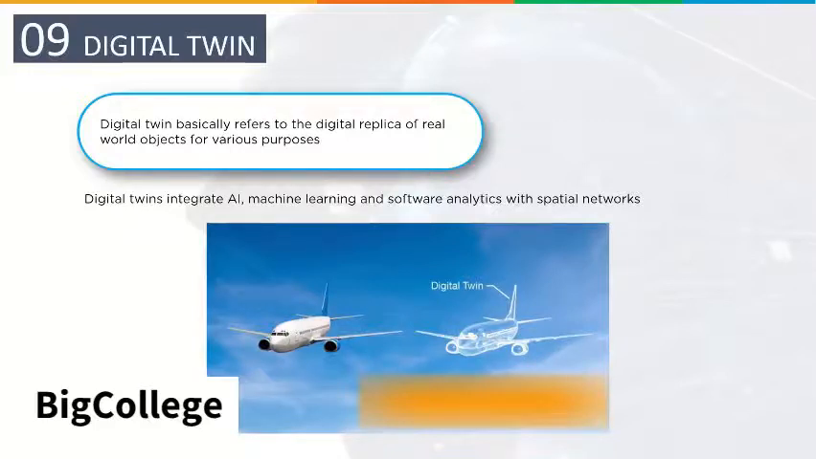For example, let's take the example of a plane. Now, if you wanted to find out what certain weather conditions would do to a particular plane, you can't actually test it out on an actual real life plane. So, you would create a digital twin of the plane and then perform your analytics. Now, these integrate artificial intelligence, machine learning, and software analytics with spatial networks.